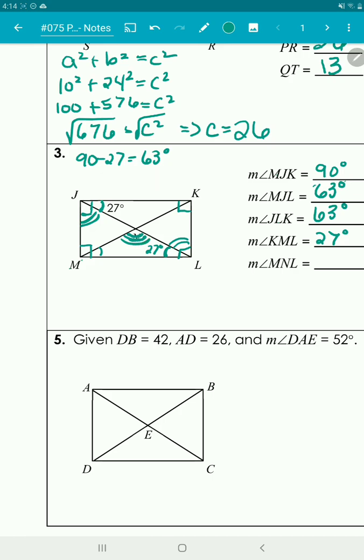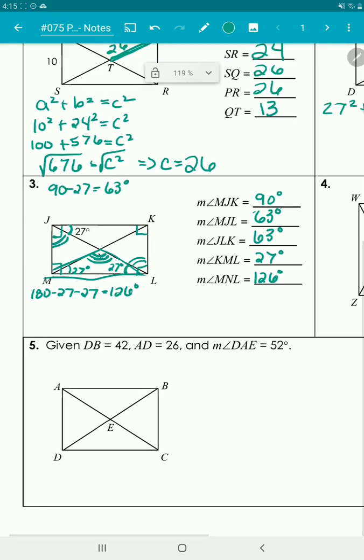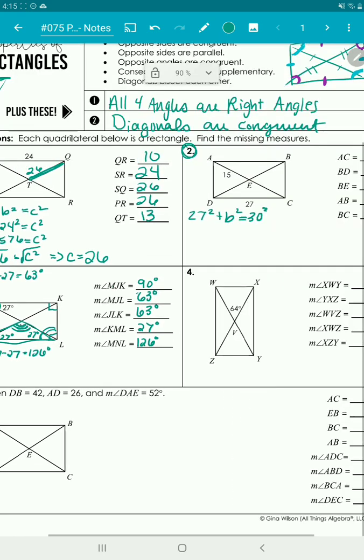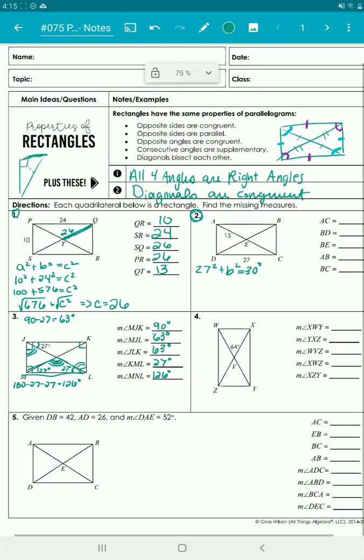Well, we know that this one's 27 degrees and this one's 27 degrees. Since we have this whole triangle here, we know it's going to be 180 minus those two 27s. Okay, so 180 minus 27 minus 27, and that's going to give you 126 degrees for that one. Okay, remember triangle adds to 180, and you should be able to do that. Now, I want you to pause the video and go ahead and try number 4.